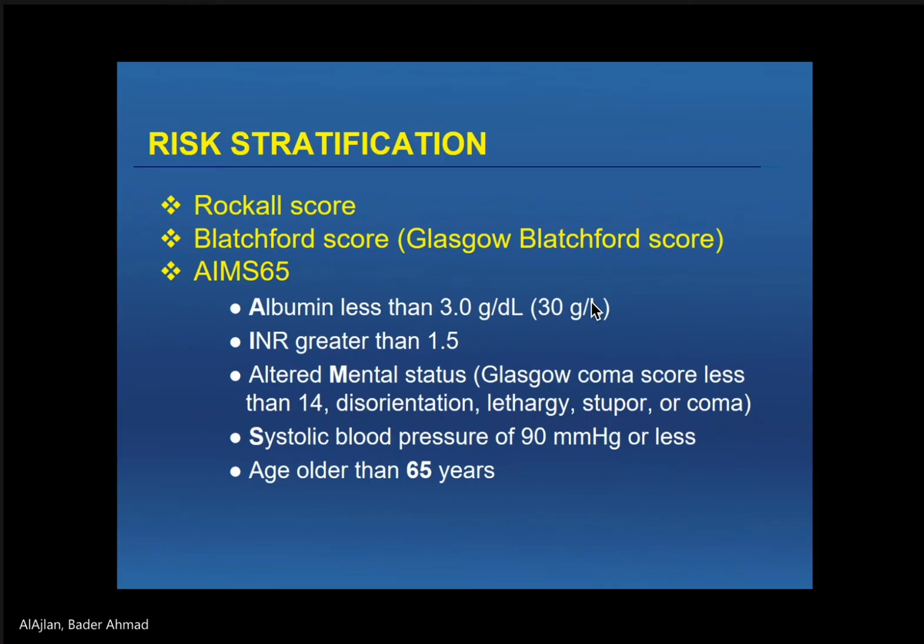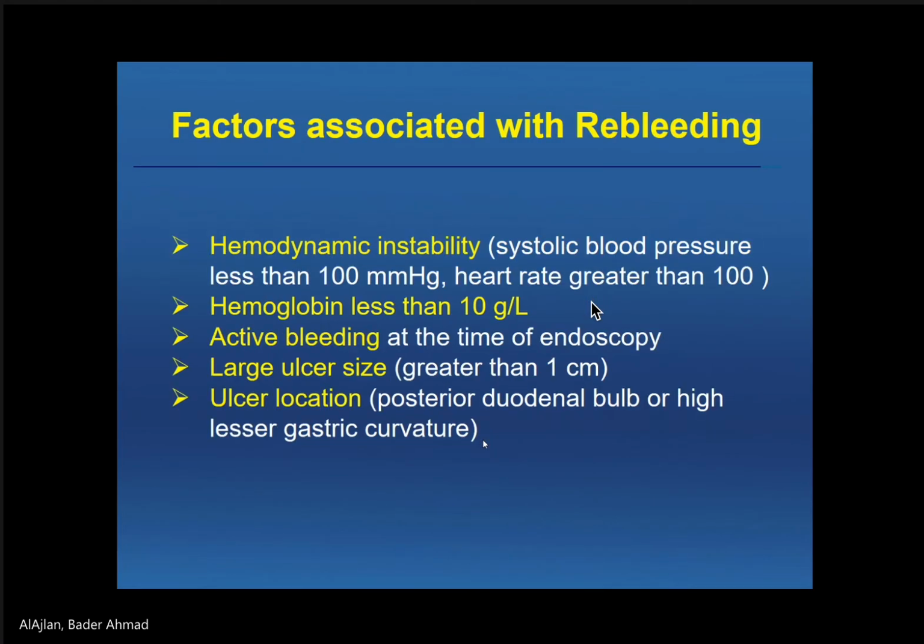Then the other thing is risk stratification, which helps us predict mortality. There is the Rockall score, the Glasgow-Blatchford score, and the AIMS65, which is a very simple score that a lot of resident students like: albumin less than 3, INR greater than 1.5, altered mental status, systolic blood pressure less than 90, and age older than 65. This gives you a predicted severity and mortality risk for these patients.